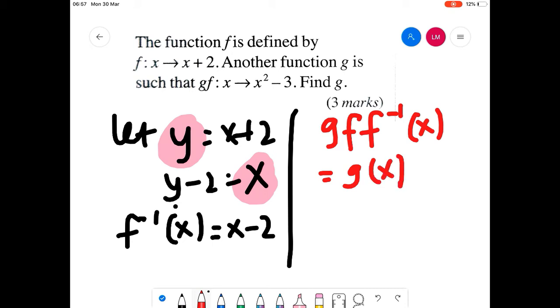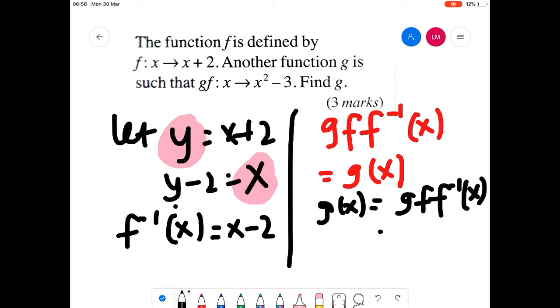Okay, that means when you have f inverse and f, you will actually eliminate it. So you will be left with gx, it will go back to the original object g. That means our gx will be equal to gf f inverse x. So the first gf you remain, while your f inverse is actually x minus 2.